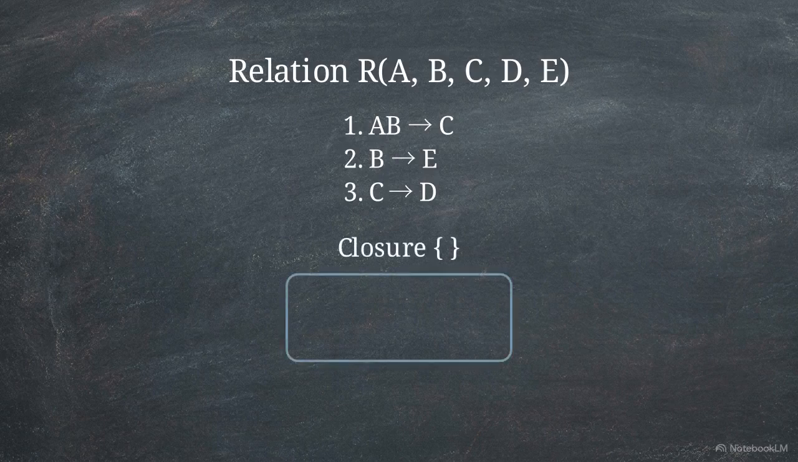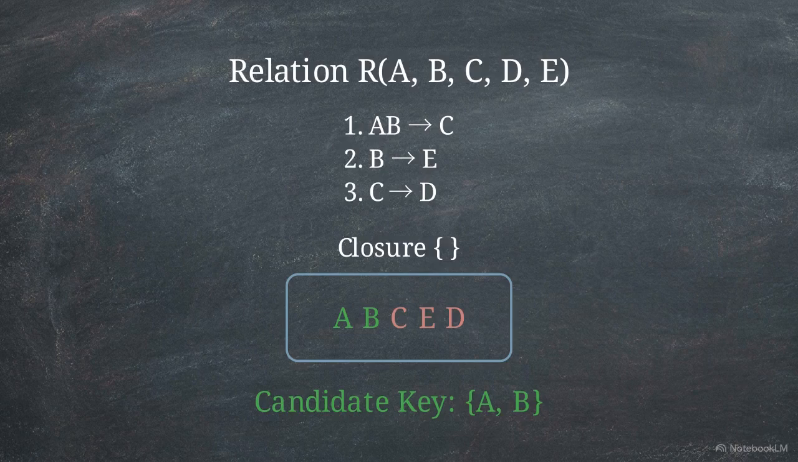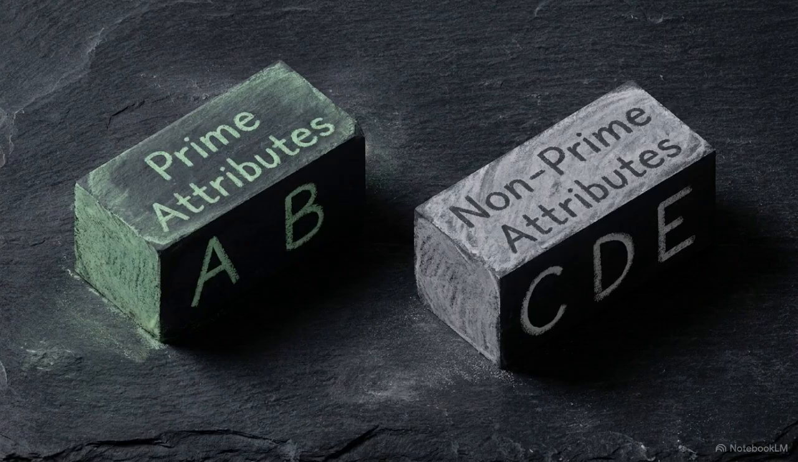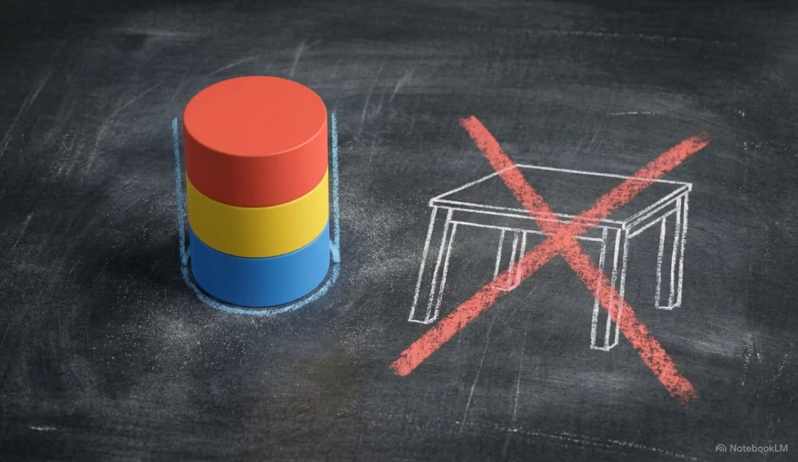We find the candidate key using closures. Attributes missing from the right-hand dependencies, A and B, must form the key. Calculating their closure, A and B yield C, B yields E, and C derives D. Yielding all attributes proves A and B is the sole key. The final solution requires categorization. A and B are the prime attributes because they form the key, while C, D, and E are non-prime. These mathematical proofs ensure that a database architect can identify and eliminate hidden redundancies before they manifest as data corruption.